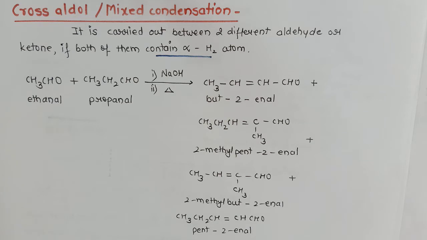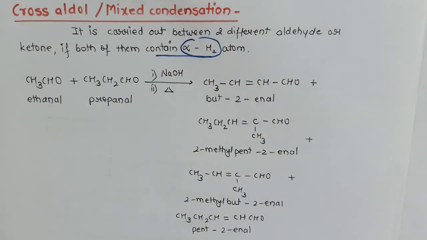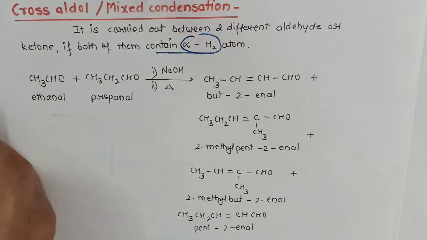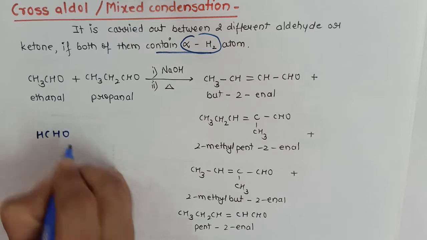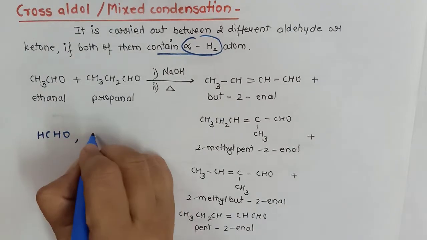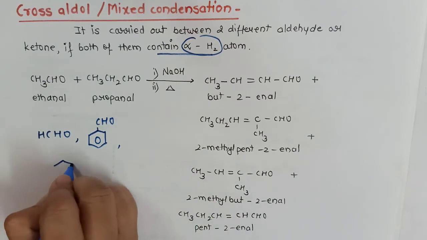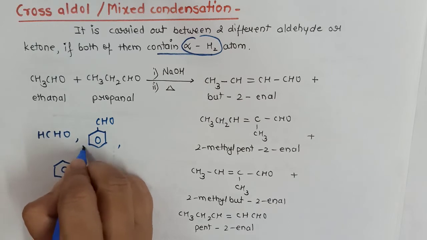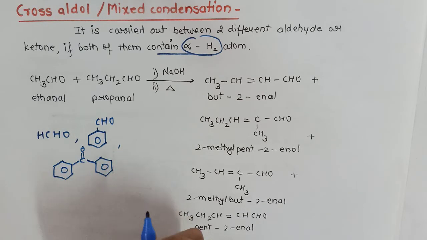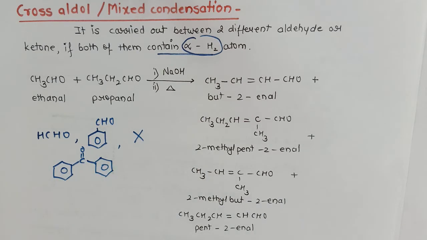But these were the reactions shown by those carbonyl compounds which contain alpha hydrogen atom. Now since the presence of alpha hydrogen atom is a must condition for both aldol condensation as well as cross aldol condensation, carbonyl compounds like methanol, benzaldehyde and benzophenone do not give aldol condensation reaction because of the absence of alpha hydrogen atom.